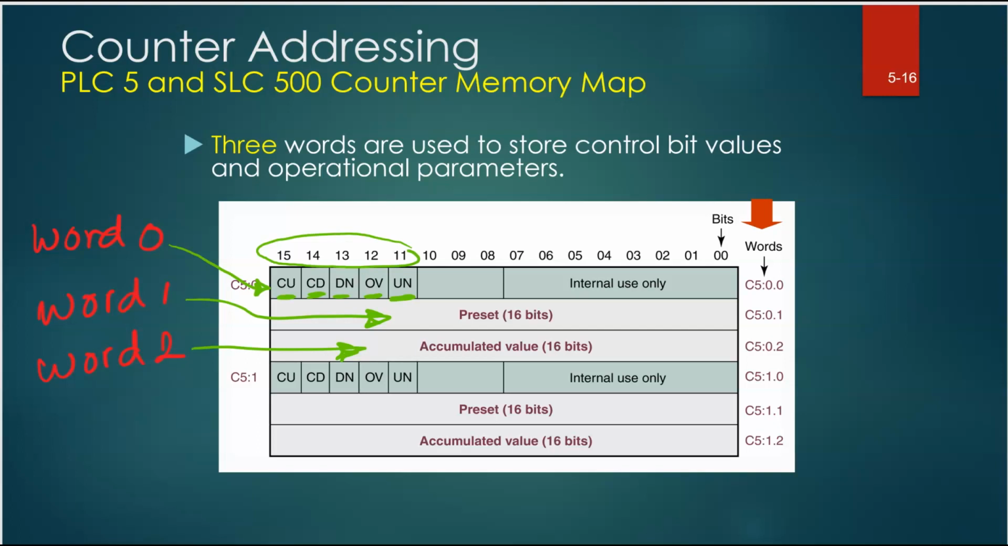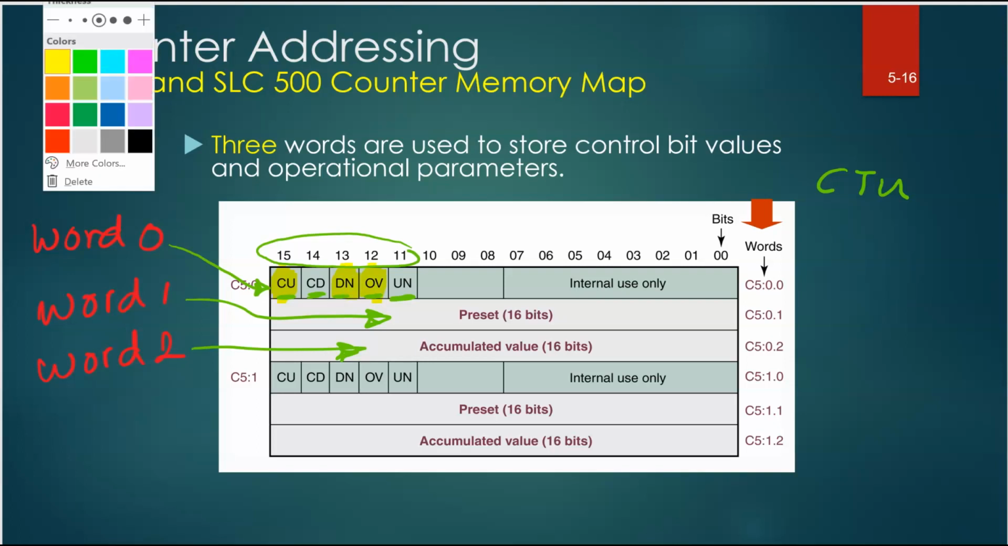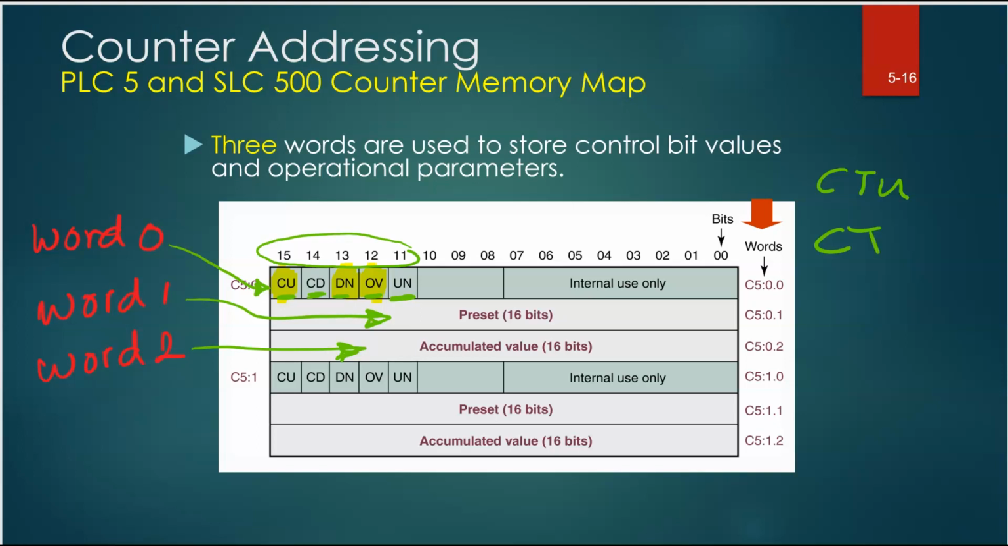So if you're using, for example, a CTU, then the bits that you're basically using are CU, done bit, and overflow. And if you are using a CTD, then it means that the bits that you are using are CD, done bit, and underflow.